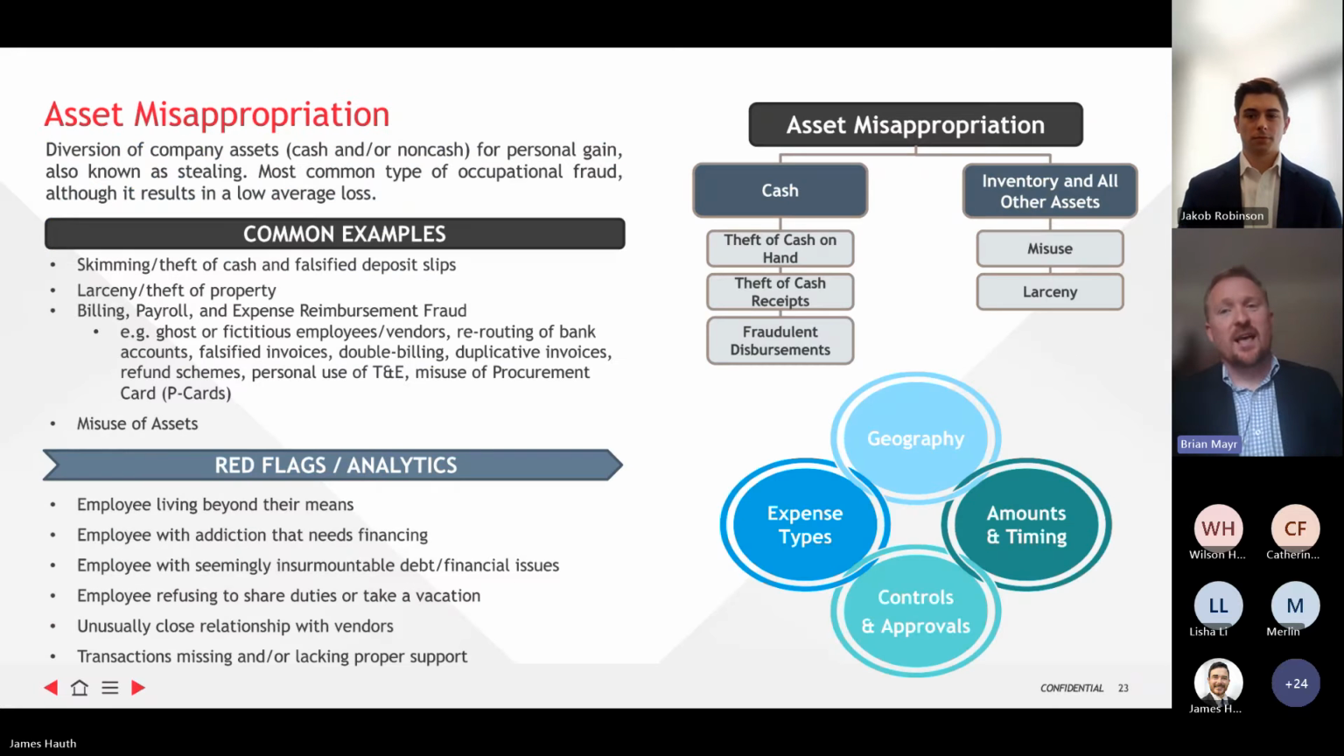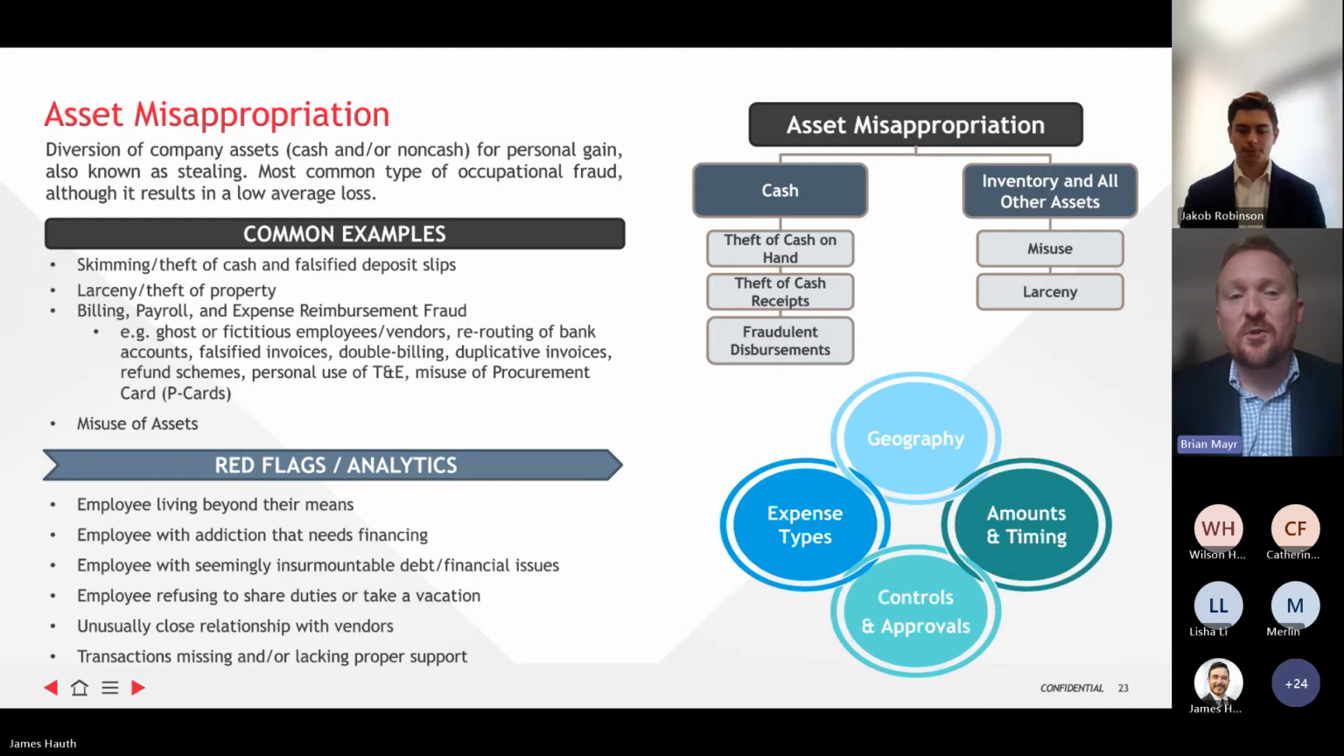I'm going to go quickly through this last slide, though this is probably the most fun type that we typically run into, right? This is asset misappropriation. These are the common themes that you see very frequently on the news. These involve some of these examples I gave earlier.